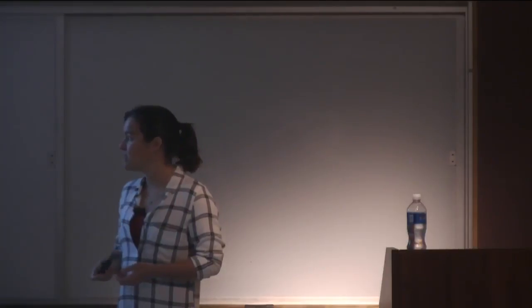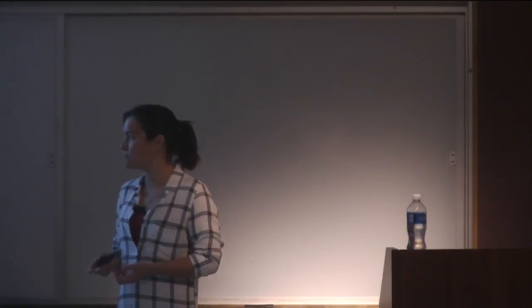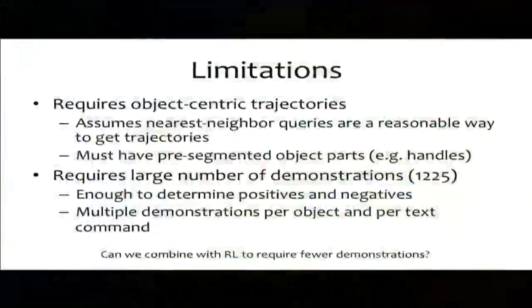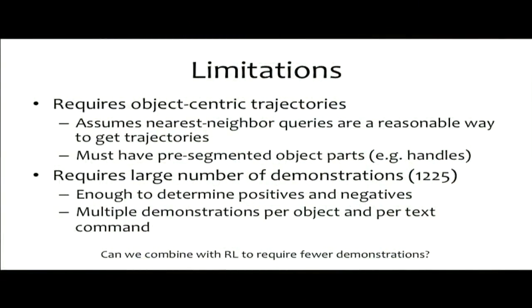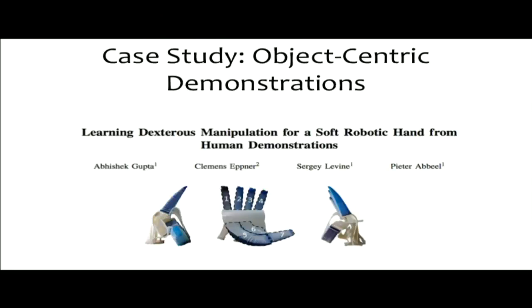Okay, and so one of the big limitations here is the fact that it requires a lot of demonstrations. And so one question is, can we combine this with reinforcement learning to require fewer demonstrations and have the robot be able to figure out and fill in the gaps from there? And so the next paper that we're going to talk about also uses object-centric demonstrations, like shown before. But it also uses reinforcement learning to try and figure out how to use the demonstrations.